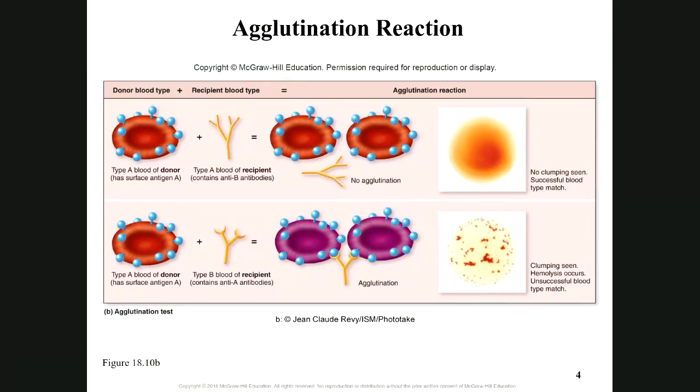With the second scenario, we have a type A blood donor. So this person is giving blood and they have these type A surface antigens on their red blood cells.